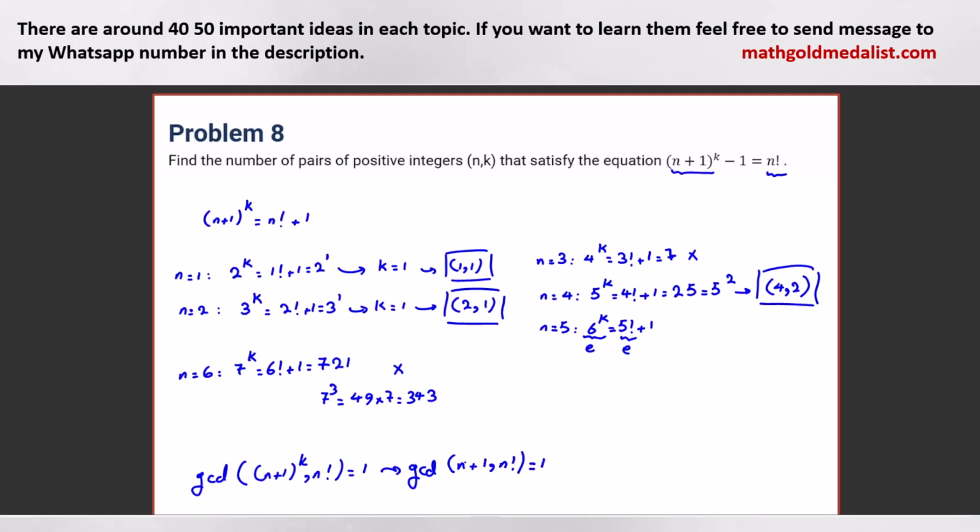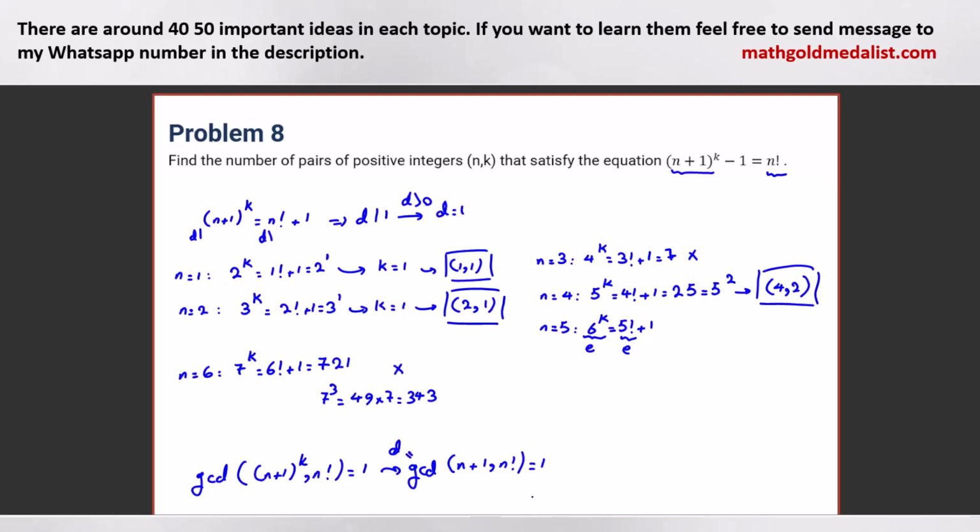Okay, let me tell you the reason, the proof of this. Suppose the GCD is D. We know D divides this one. D divides this one. So D divides their difference. Their difference is 1. By definition of GCD, D is positive. D is a divisor of 1. So D has to be 1.